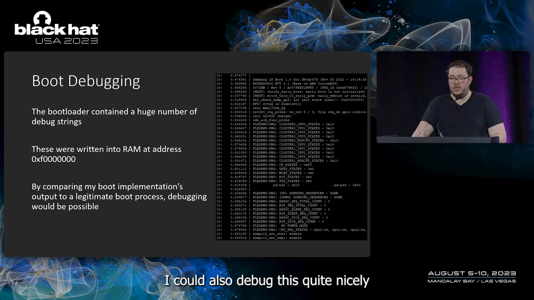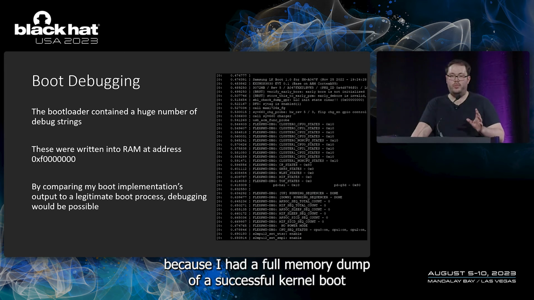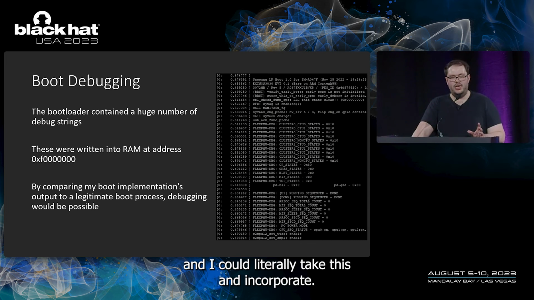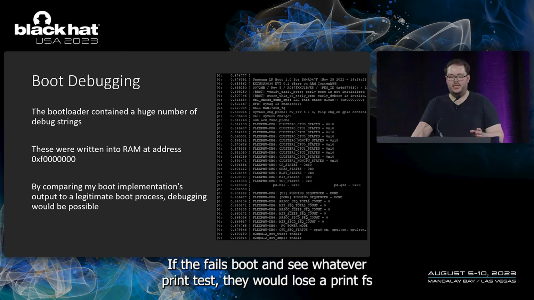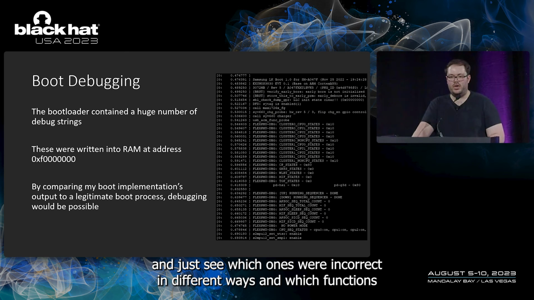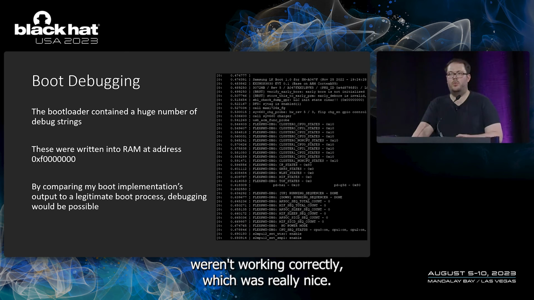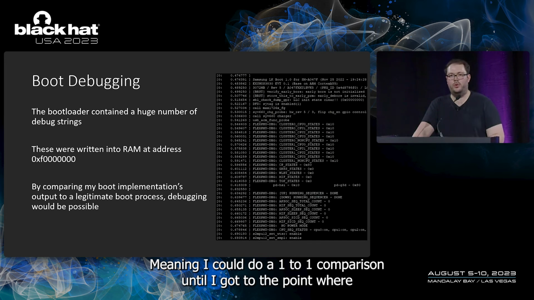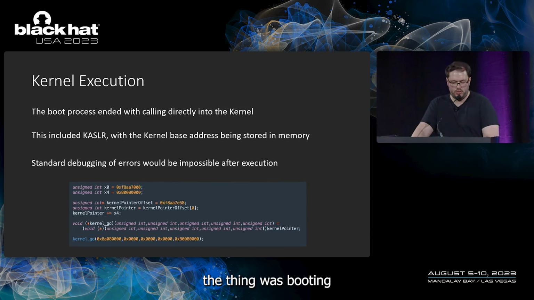I could also debug this quite nicely because I had a full memory dump of a successful kernel boot, and I could literally take this and compare it against a failed boot. There were loads of printfs within the bootloader, and I could see which ones were incorrect in different ways and which functions weren't working correctly, which was really nice, meaning I could do a one-to-one comparison until I got to the point where the thing was booting.